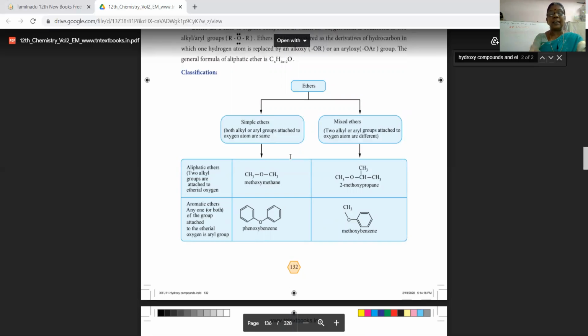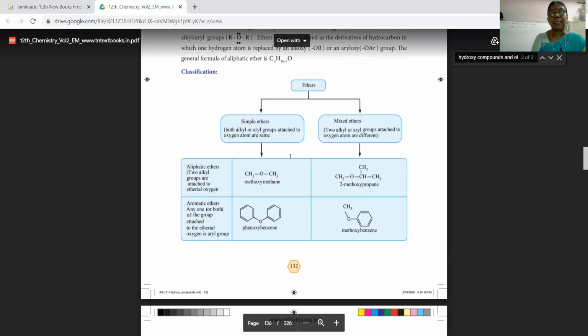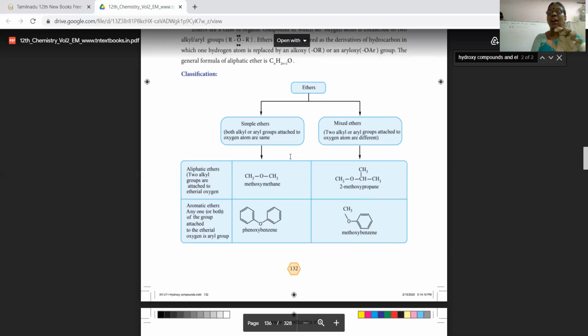And the next one is, in the same aliphatic ether, on one side the oxygen is having CH3, and on the other side you have CH2CH3. So both the alkyl groups are different. So it comes under mixed ether as an example. Next, aromatic ether. On both sides a benzene ring is linked by the oxygen atom, that is called phenoxybenzene. And next is methoxybenzene. One is the aromatic ring, another one is a CH3 alkyl group. So one alkyl group is attached with the aryl group through the oxygen. So it comes under mixed ethers.